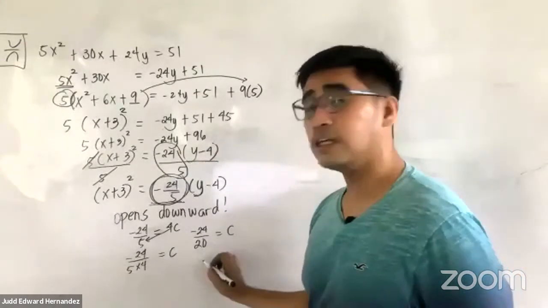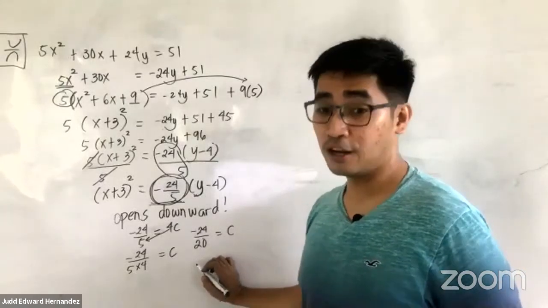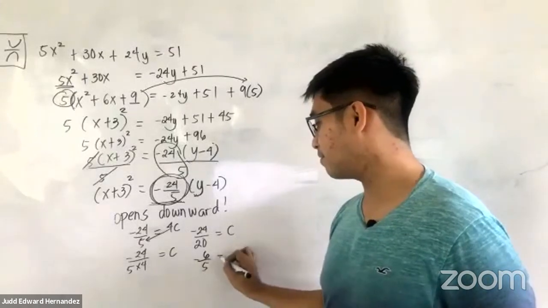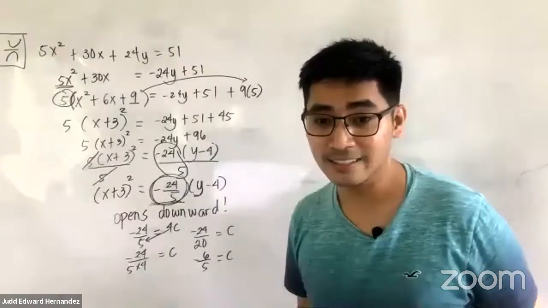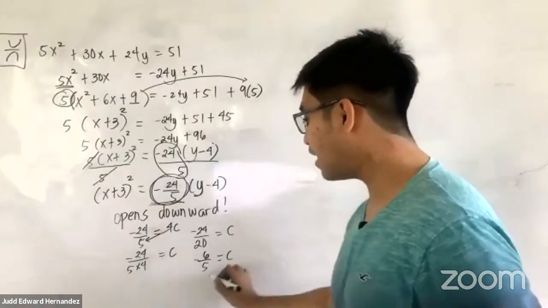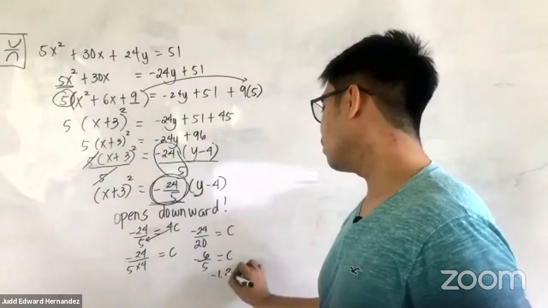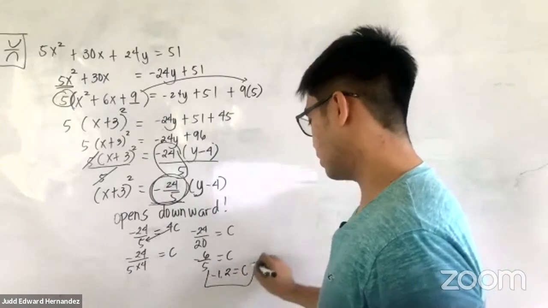I-lowest term muna natin. That is? 6 over 5. Maliwanag? Opo. Okay, therefore, the value of C now is? Negative 1.2. Okay, question.